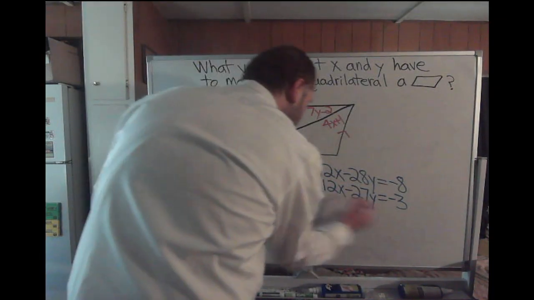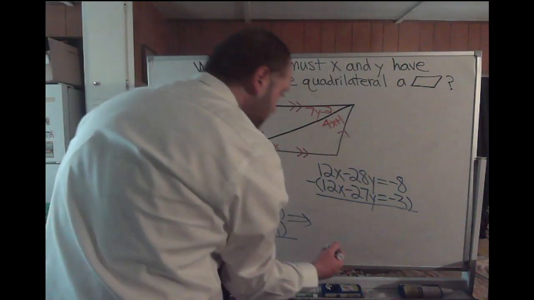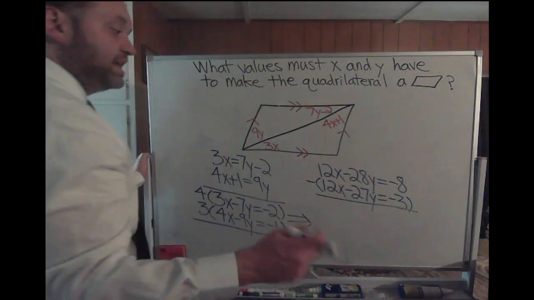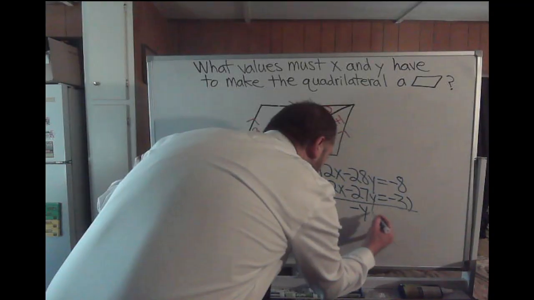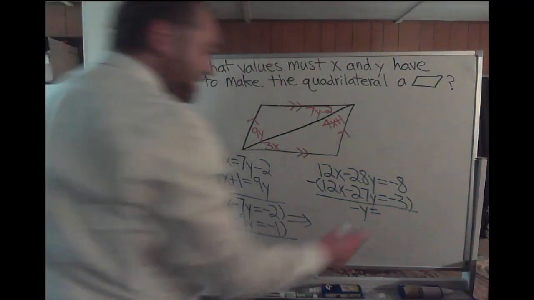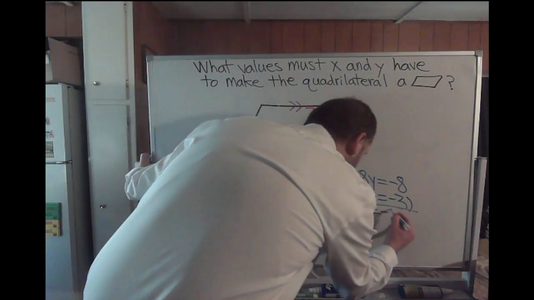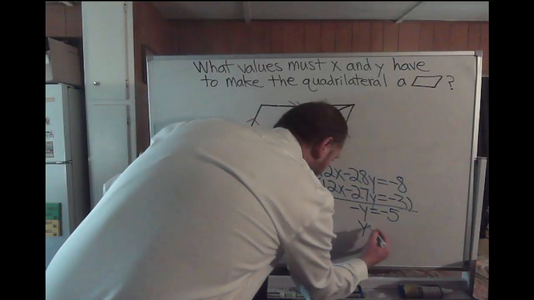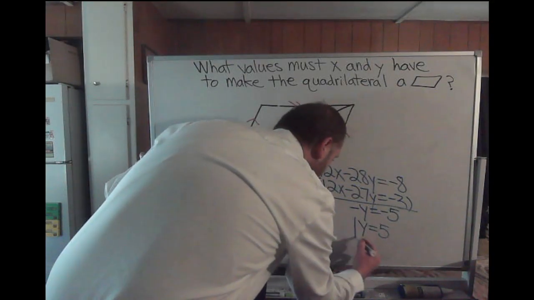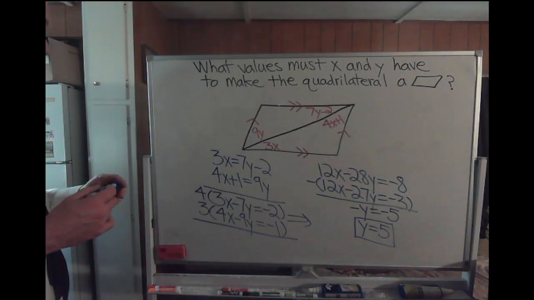So let's subtract the second equation from the first. If you do that, the x's go. You'll have negative 28y minus negative 27y, which would become negative 28y plus 27y, which means negative y is equal to negative 8 minus negative 3 turns into negative 8 plus 3, which would be negative 5. So negative y equals negative 5, which means y equals 5. Alright, so we've now just determined that y equals 5.